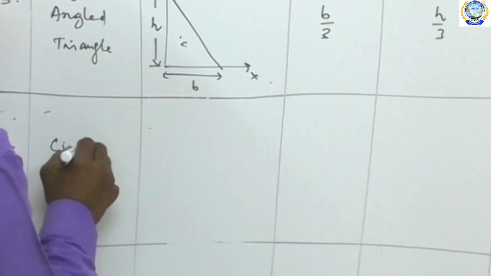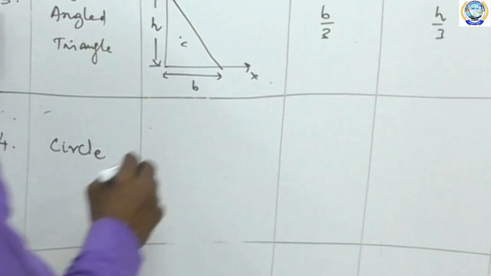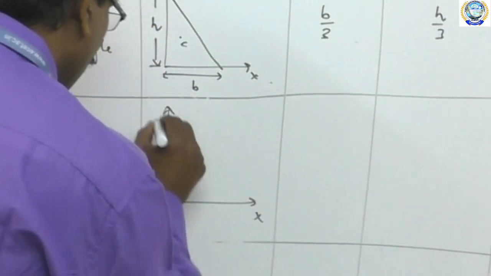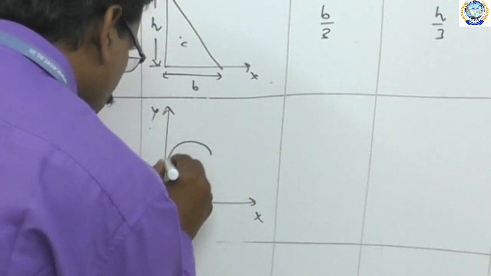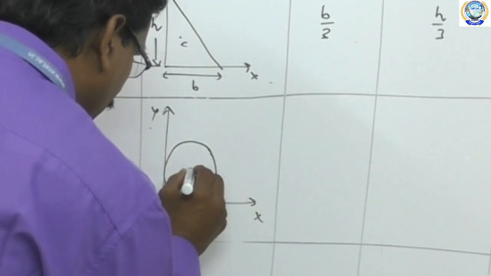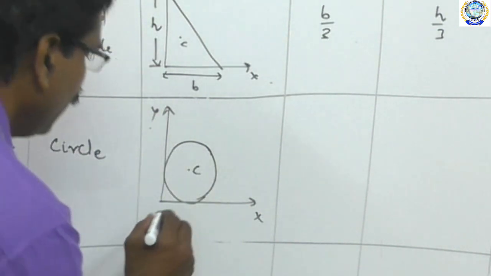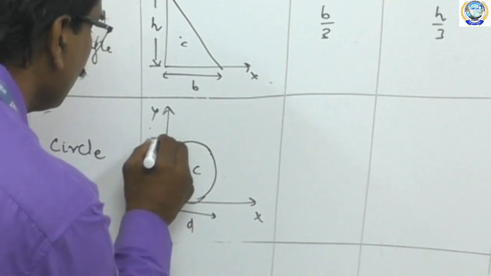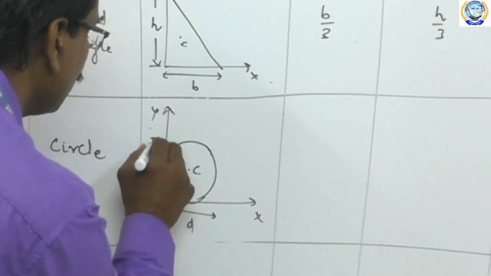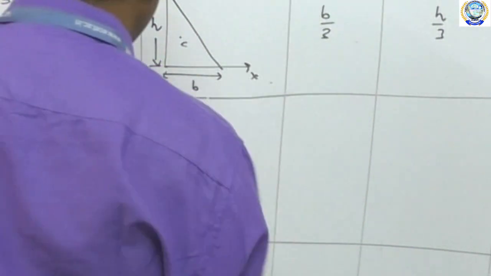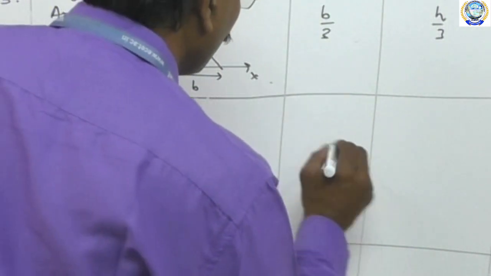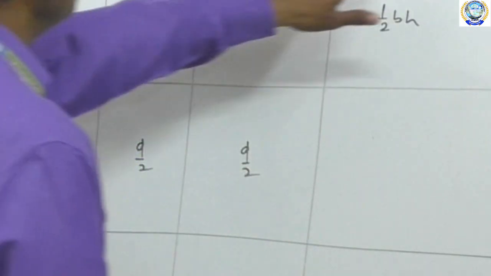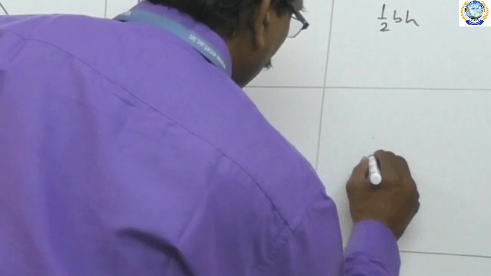Fourth specimen is circle, that I will draw like this, x-axis, y-axis, and my circle will be represented like this. This is center point, and from here to here is called D, that is diameter, and from here to here is also considered as D, that is called diameter. So the x coordinate of circle is d by 2, y coordinate of circle is also d by 2, and the area of circle is pi r square.